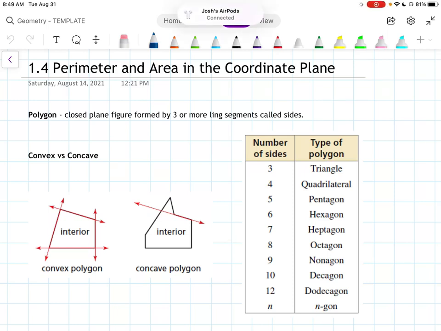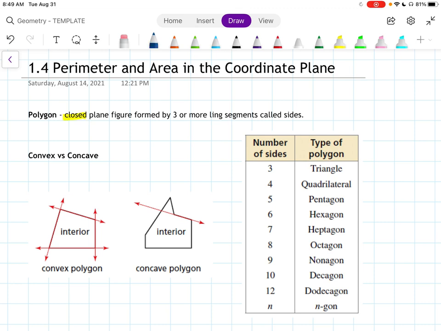Okay, 1.4, perimeter and area in the coordinate plane. Starting off with some definitions, we have a polygon. It is a closed plane figure formed by three or more line segments called sides.